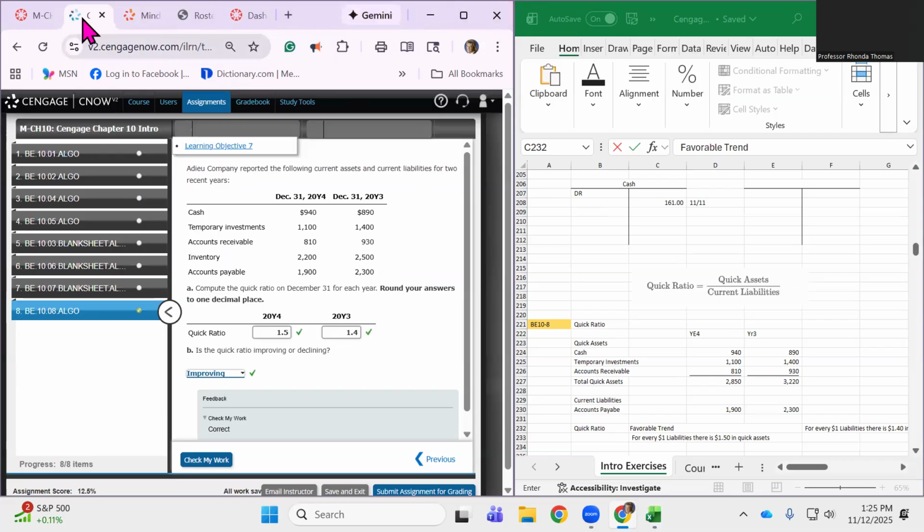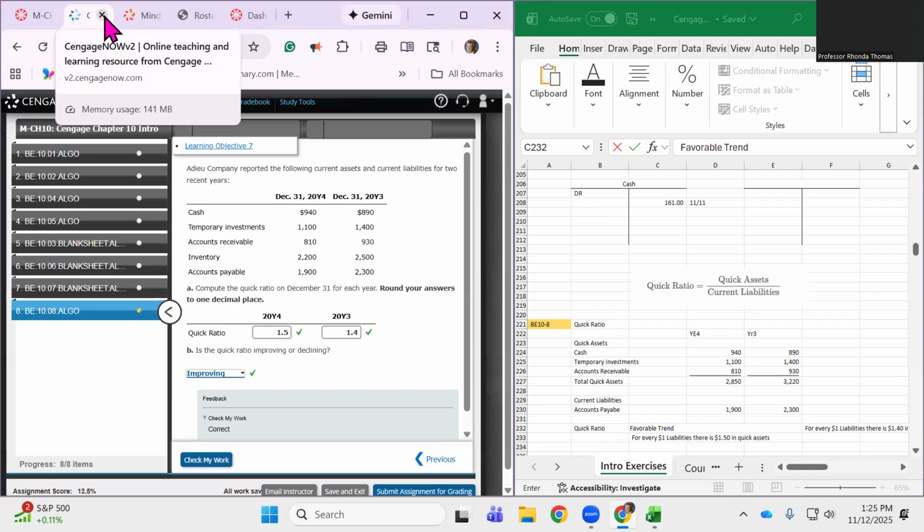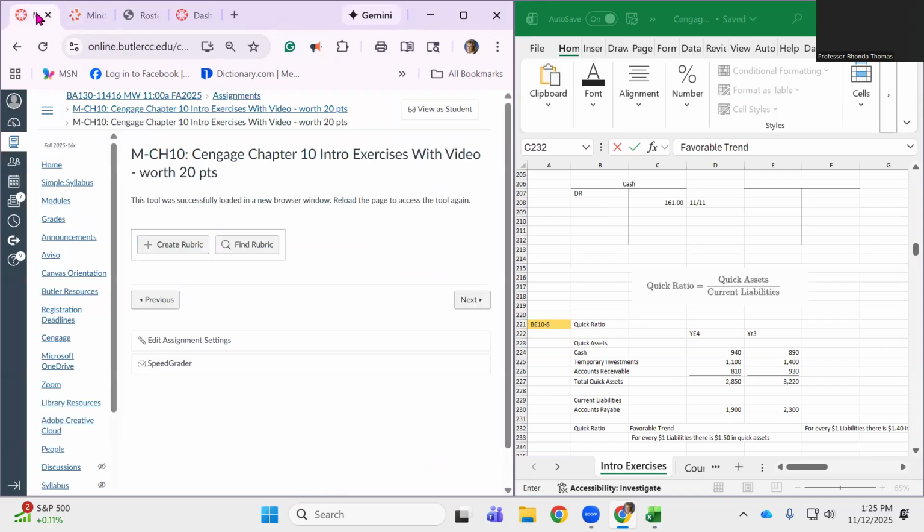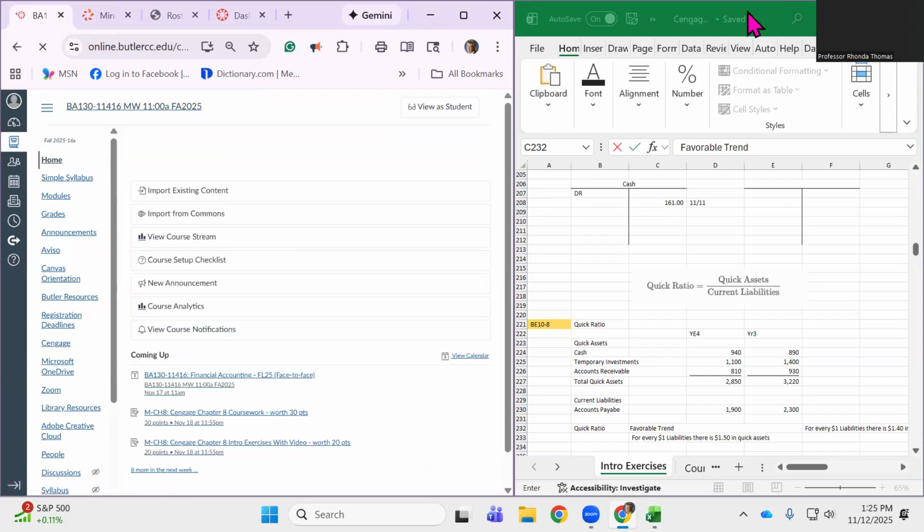Don't forget what is due on Tuesday the 18th. Okay, so Tuesday the 18th is going to be 8, 9, and 10.